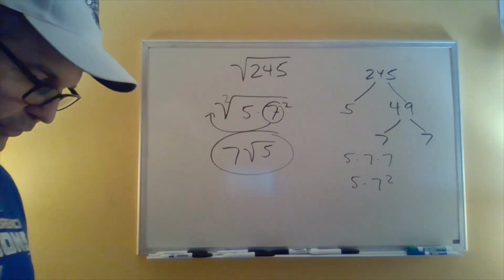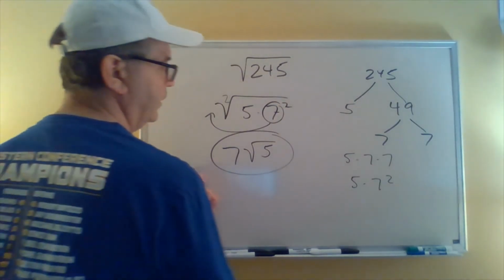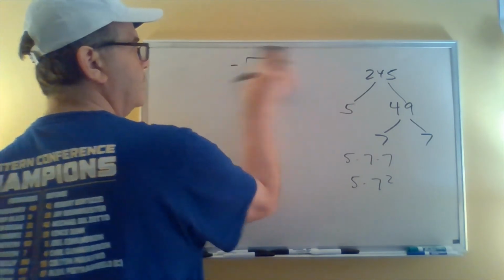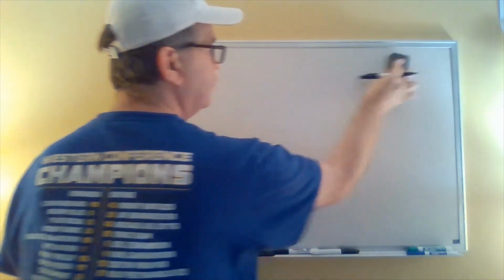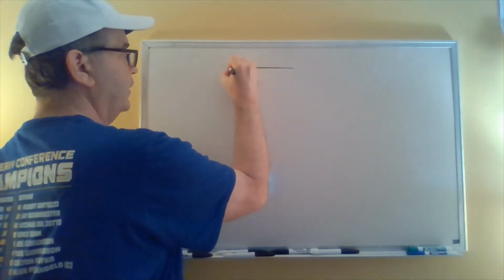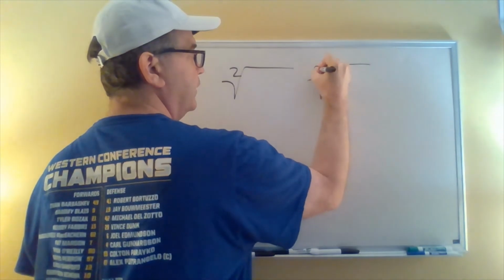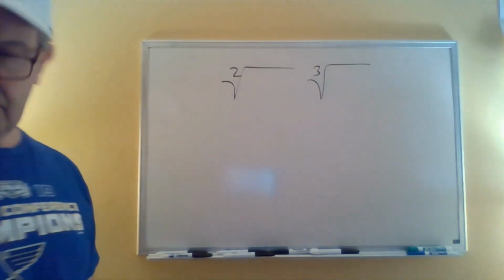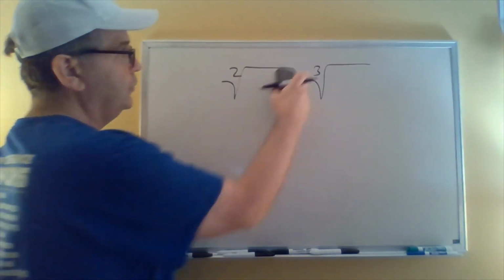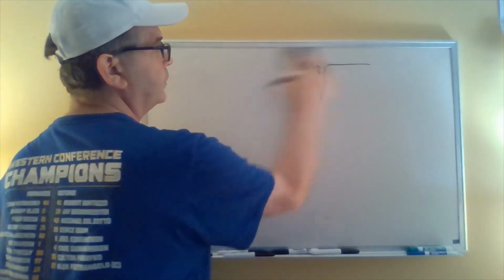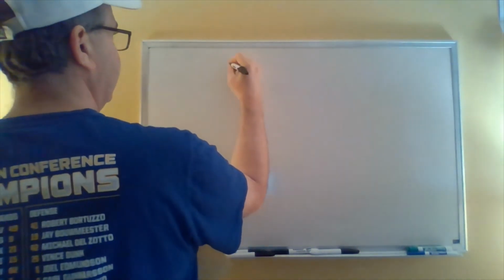And let's do one more example here. I want to do a cube root. What I mean by cube root: square root was when I took a square root. If I'm taking the cube root, that's a cube root right there. So we are going to do the cube root of 648.